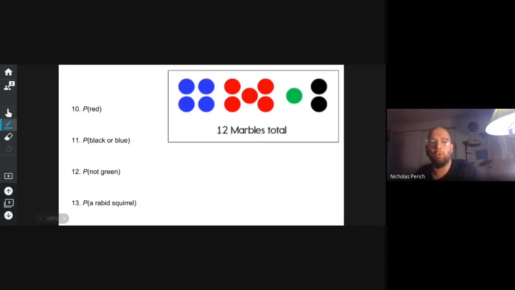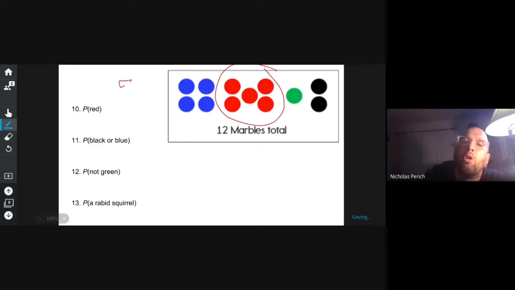Ooh, look at all these marbles, 12 in total. What's the possibility of me getting a red? There's 5 of them, and there's 12 total possibilities, so 5 out of 12.